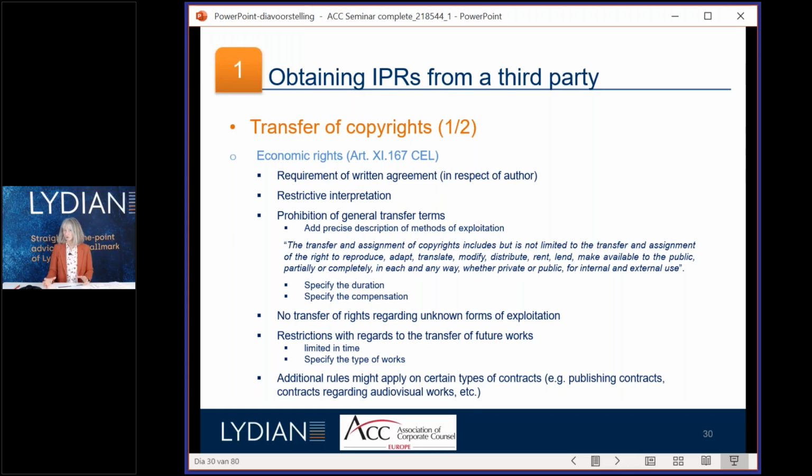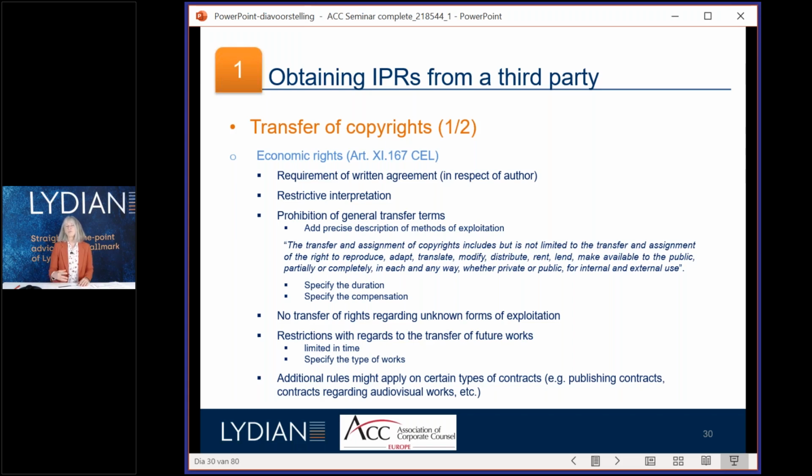the protection of the author. So you need to have a written agreement, otherwise the rights remain in any case with the owner. It's protection of the creator, so that is the philosophy behind it, and you have to keep that in mind. Also, it's a restrictive interpretation. So if it's not provided in an agreement, it's not implicit. And there is a prohibition of general terms.